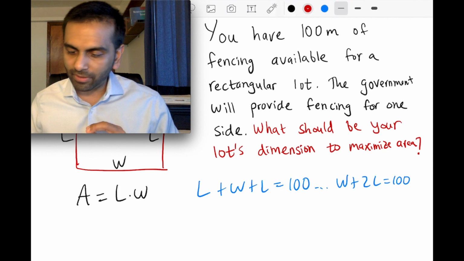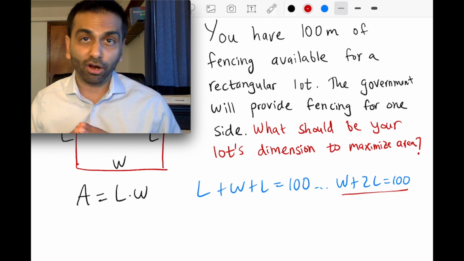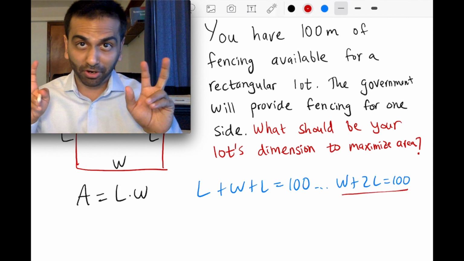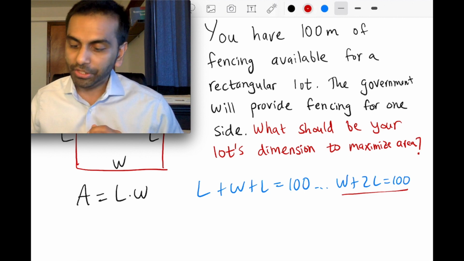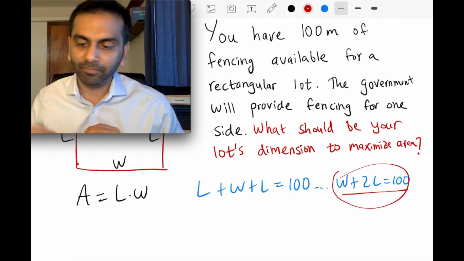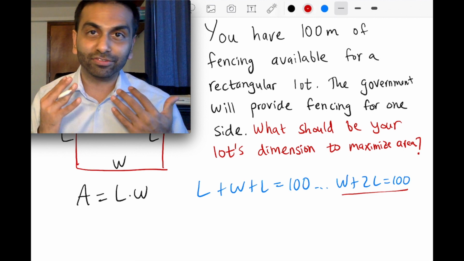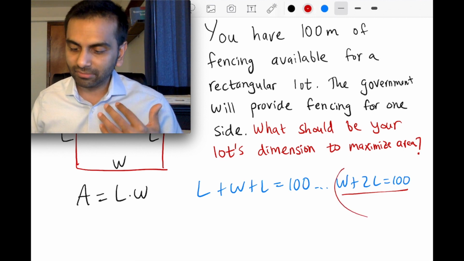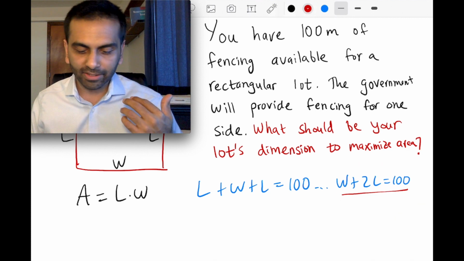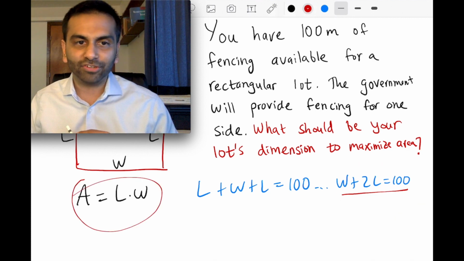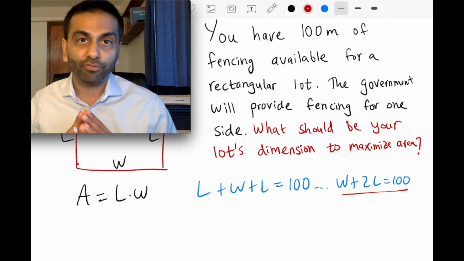So this is what we call the constraint equation. And like I said, a hard problem, like this one, is just one where you have to come up with the constraint equation. But an easier version of this problem would have just started with, suppose W plus 2L is 100, you want to maximize this function, L times W, go for it.